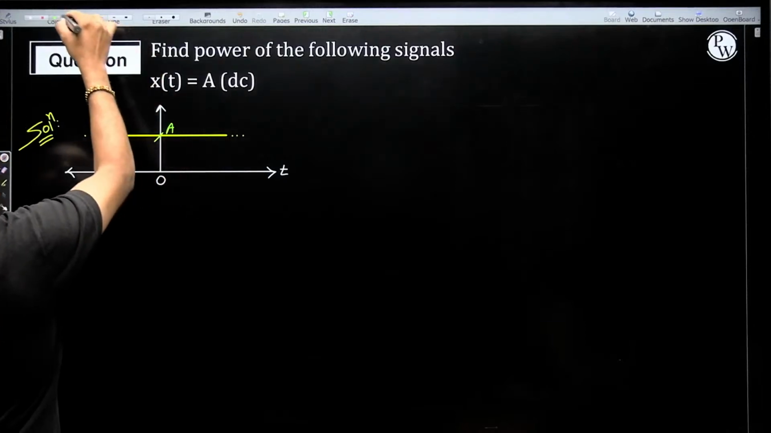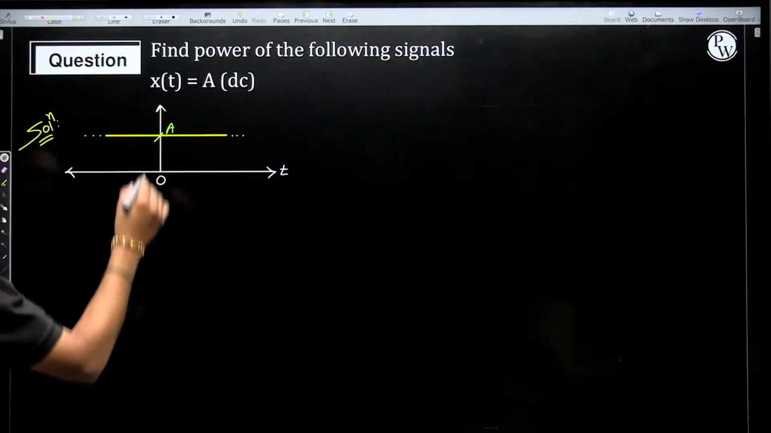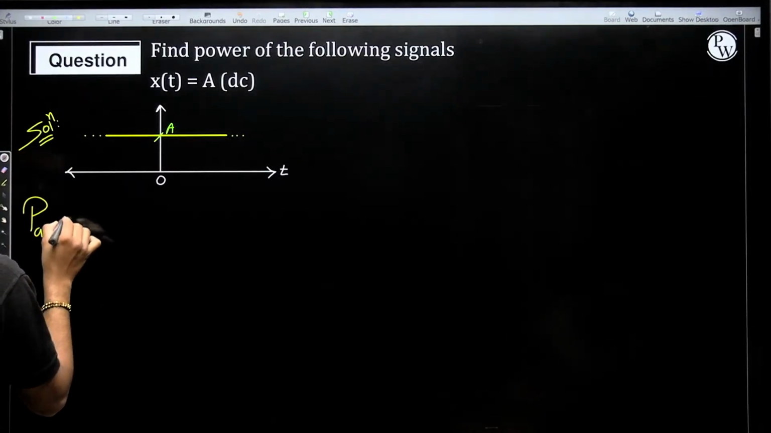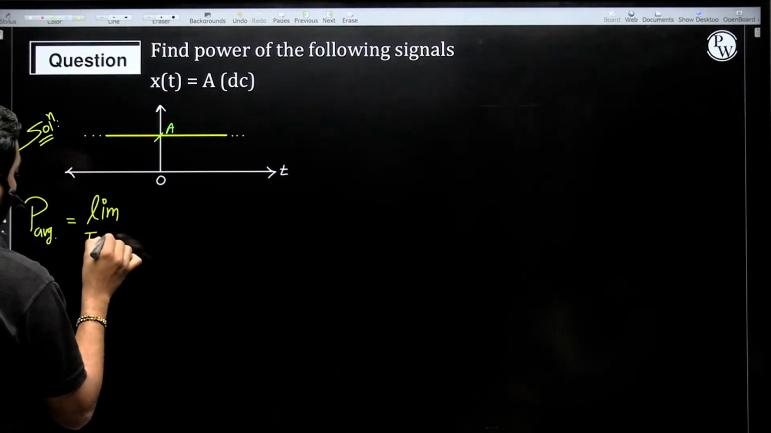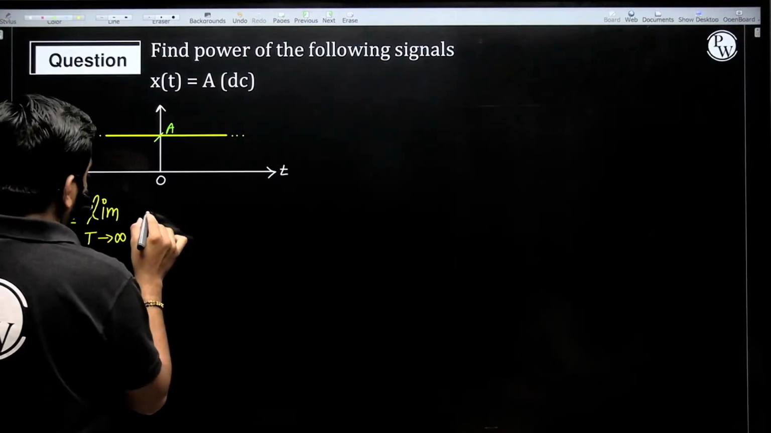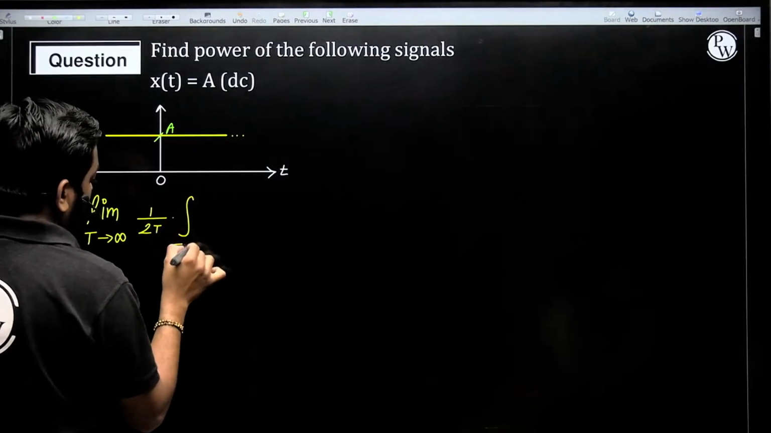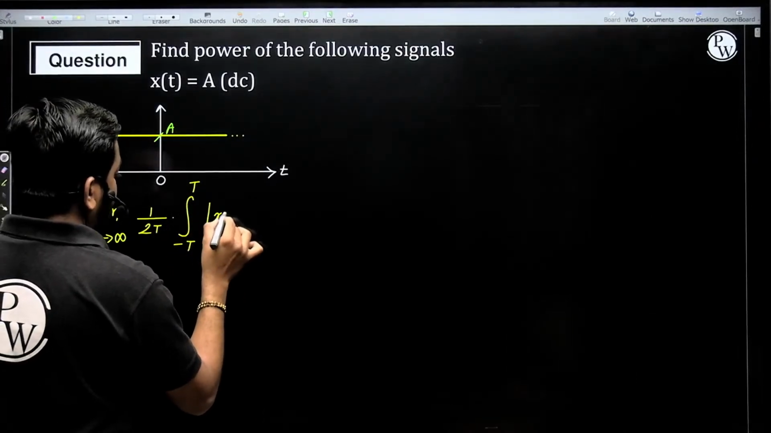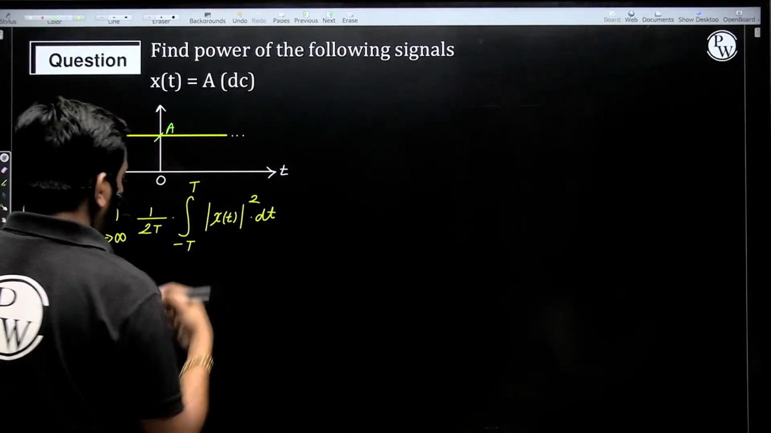Now, what is the formula to calculate power for the aperiodic signal? This is the aperiodic signal. So, the average power of an aperiodic signal is given by limit T tends to infinity, 1 by 2T integration from minus T to T of mod x of t squared dt. If it is a complex valued signal, then you have to take the magnitude, but this is real valued.